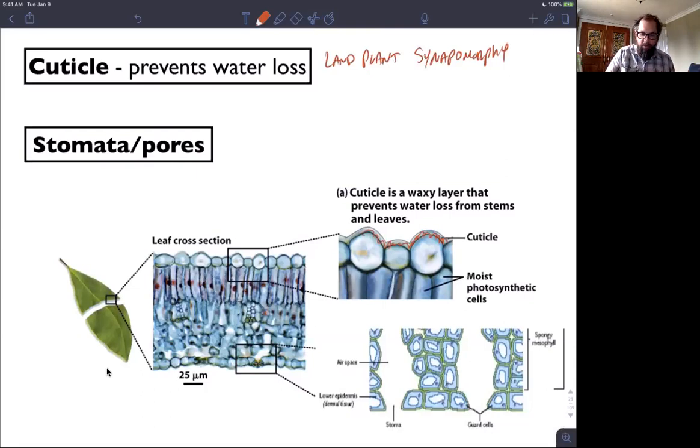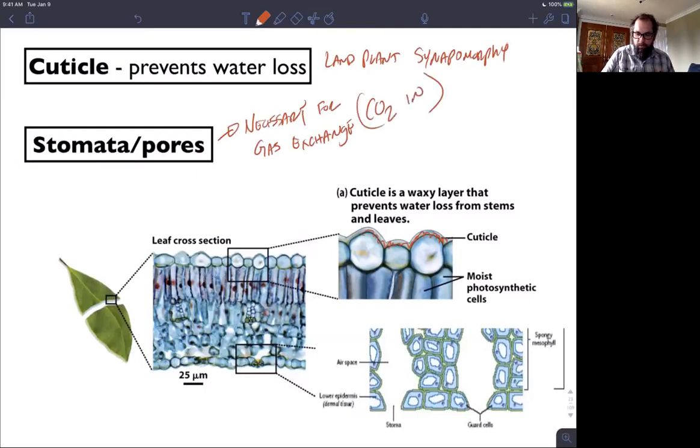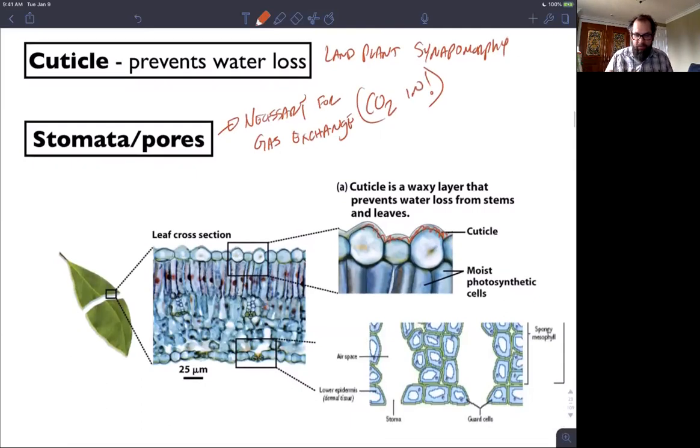And so stomata and pores are both necessary to allow for gas exchange, and specifically to allow CO2 in for photosynthesis to occur.